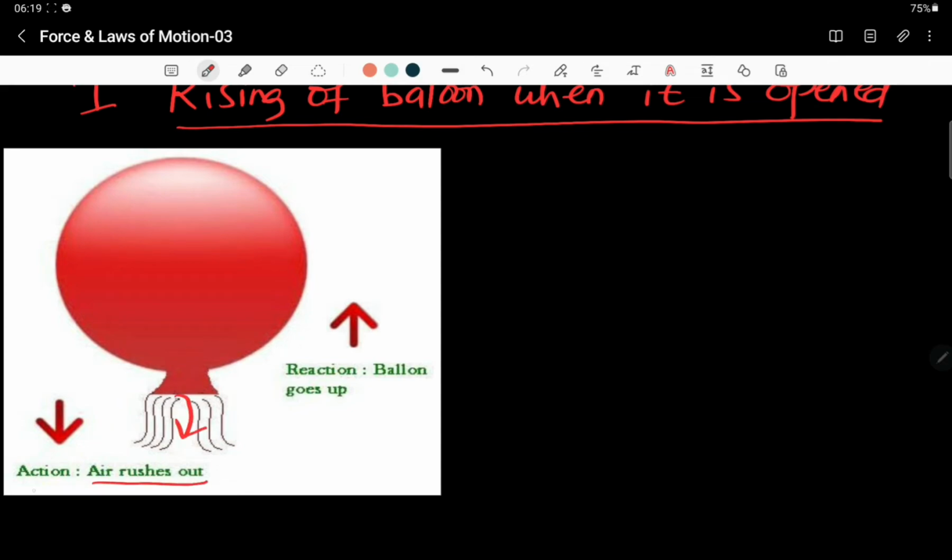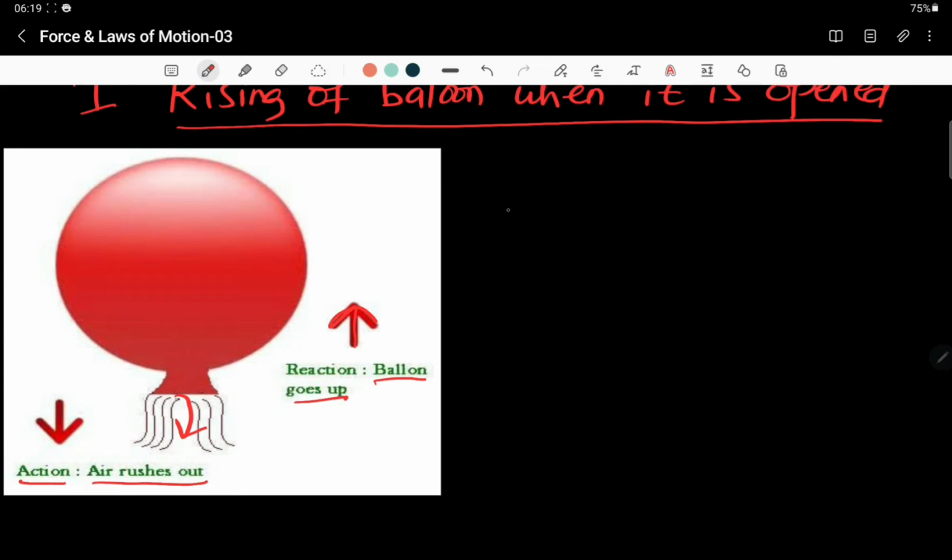So air rushes out. So this is what? This is action, correct? And this balloon will go up, the balloon will rise up. So this is what? This is reaction. All right, so action is on the gases, no? On this gas it is coming down, and reaction is on the balloon.